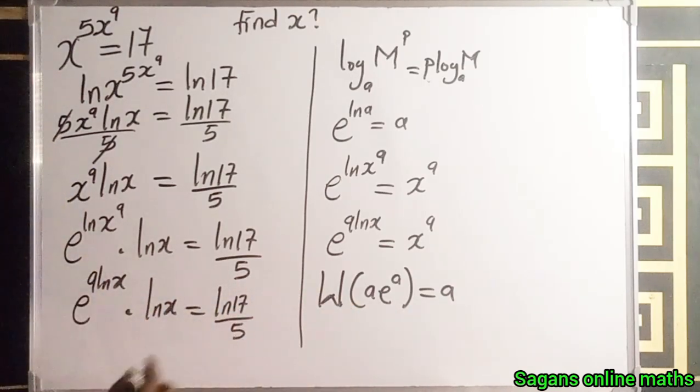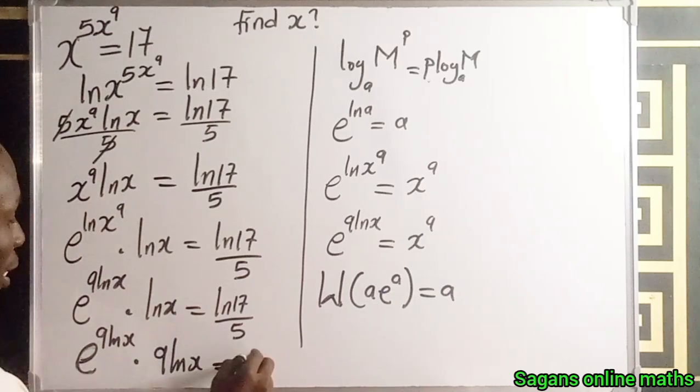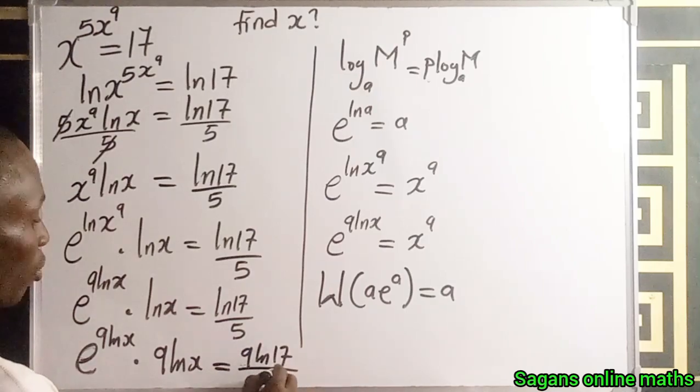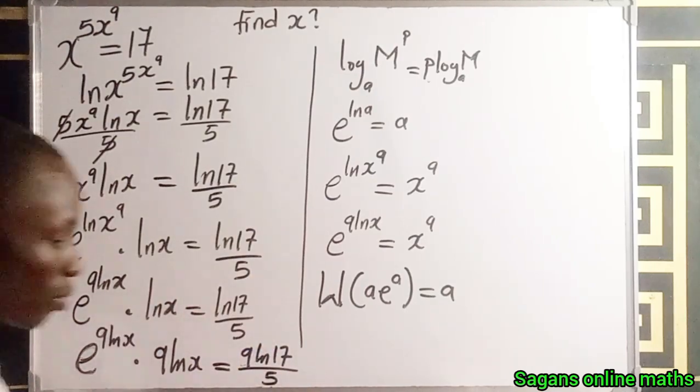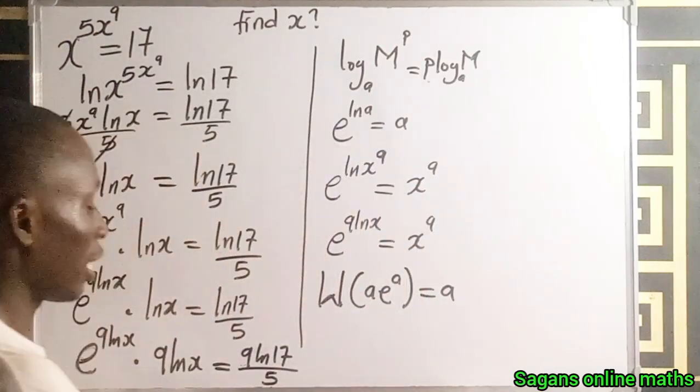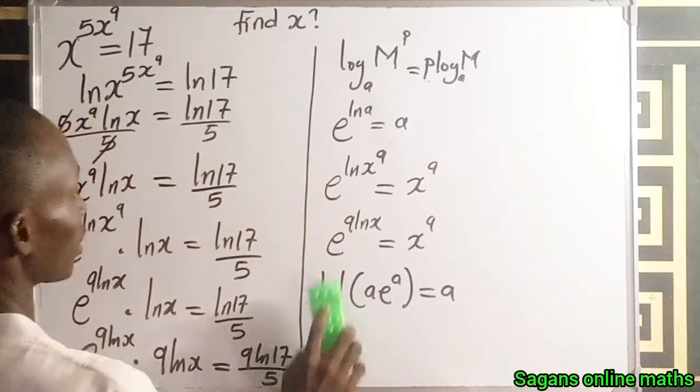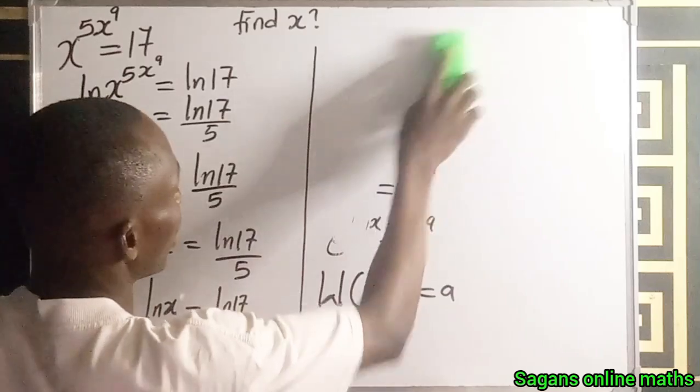So if you multiply both sides by 9, what do we have? This is e to the power of 9 ln x, multiplied by 9 ln x, because we multiply both sides by 9, equals 9 ln 17 divided by 5. Wow, this is amazing. Now let me remove this from here so that I can have space. Okay, so let me remove this quickly.